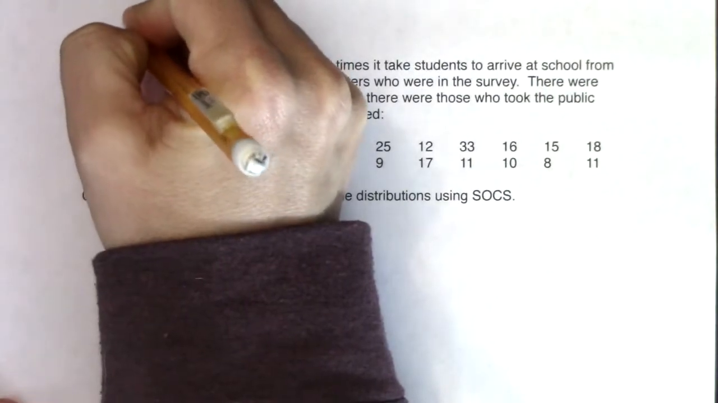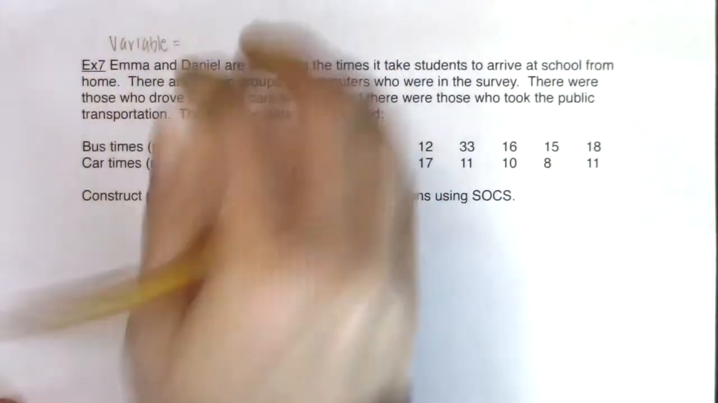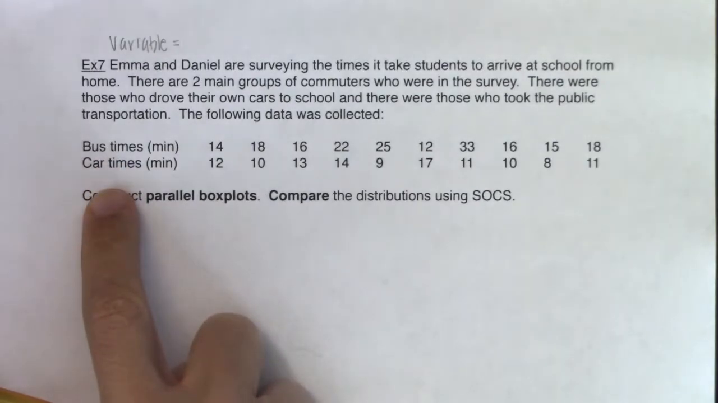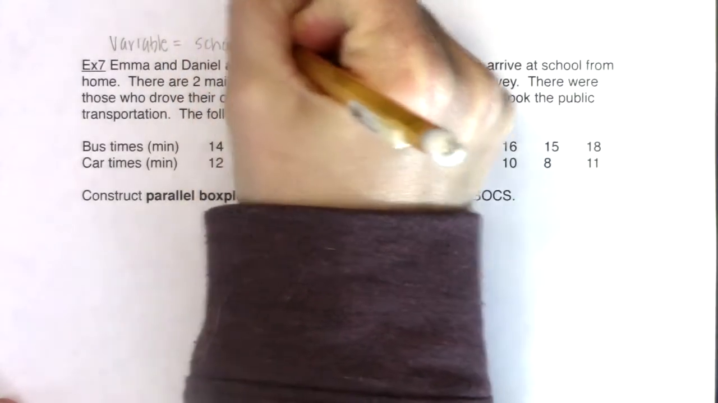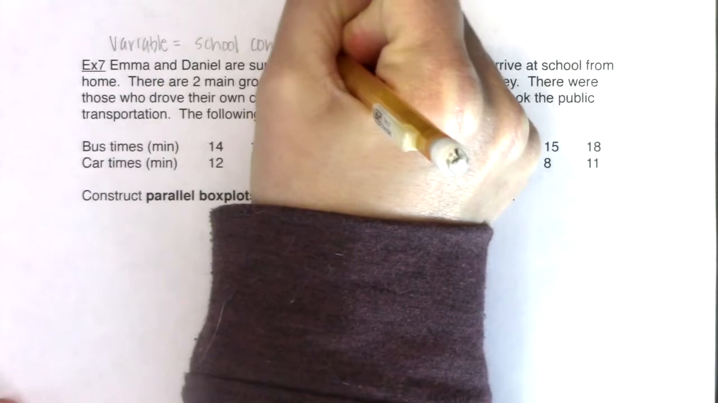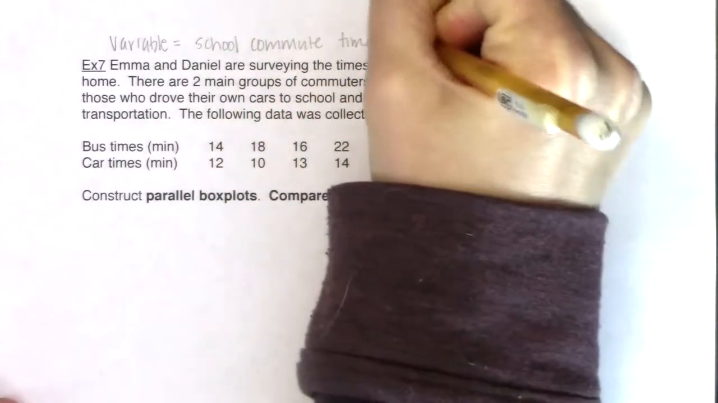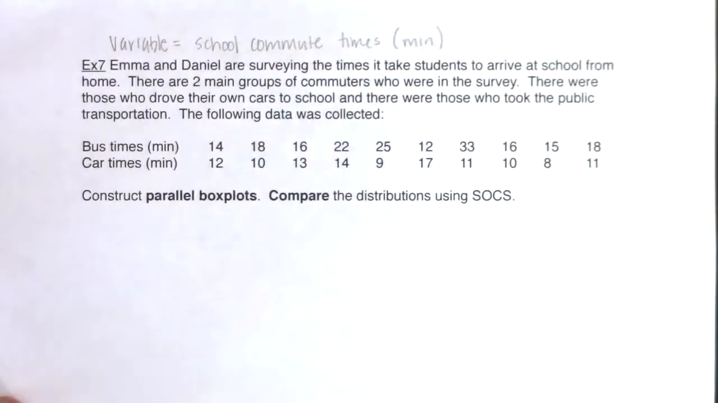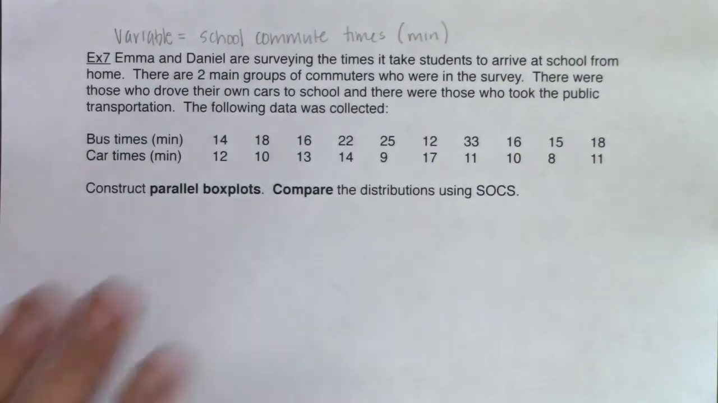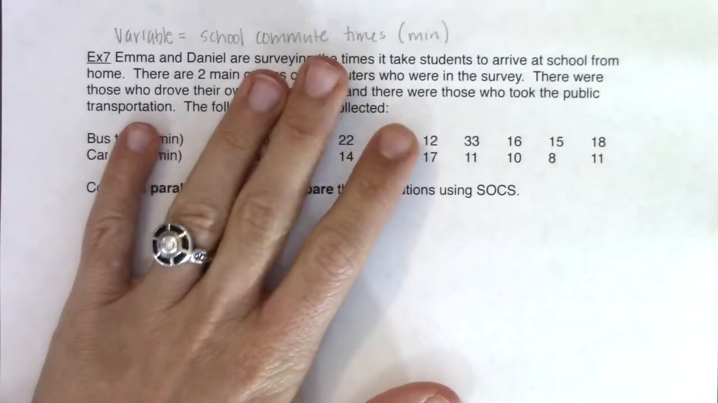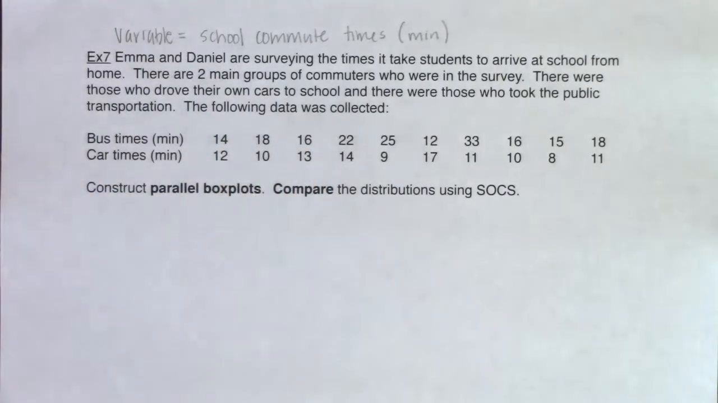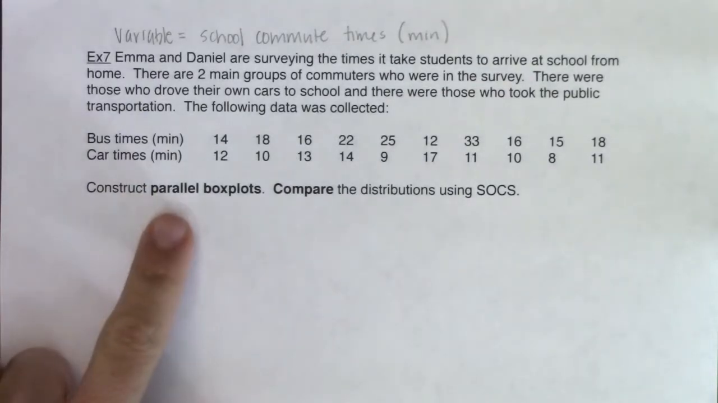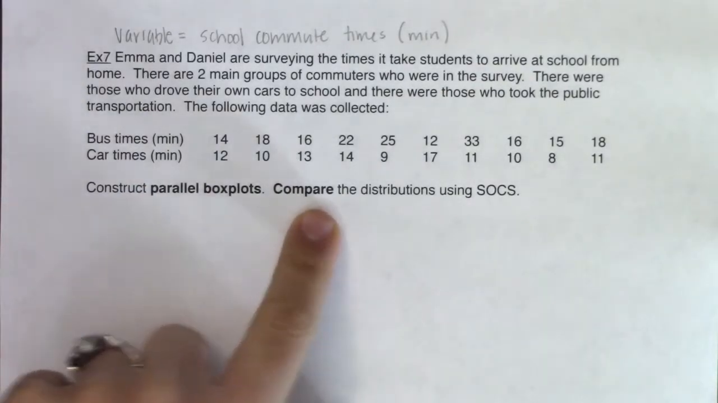In terms of what is my variable? My variable here, yes, it says bus times and car times, but what are they doing? These folks are commuting to school. So this is school commute times. And the units are minutes. Okay. Now, time, it's numerical, right? Continuous numerical variable, but you can see they're reporting it discretely. We're just rounding to the nearest whole minute, which is fine. That's usually how we report time. So it's asking me to construct parallel box plots and then compare the distributions using SOCS.